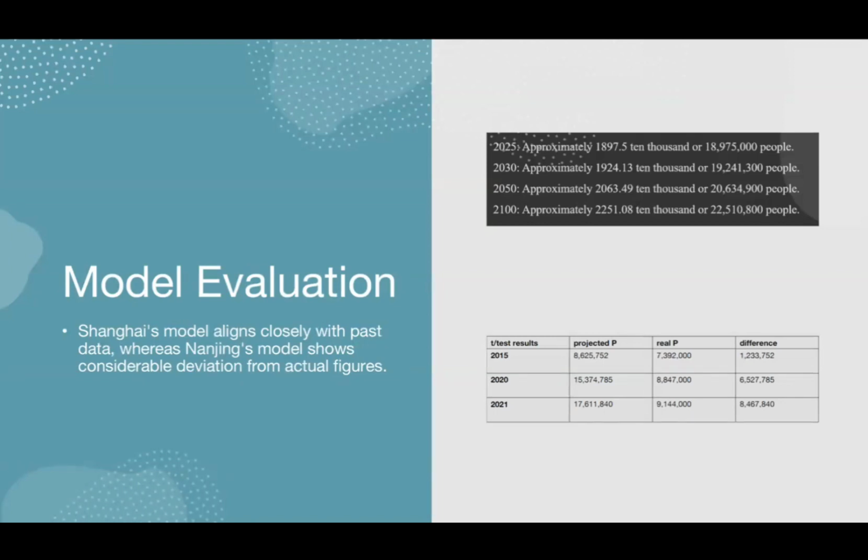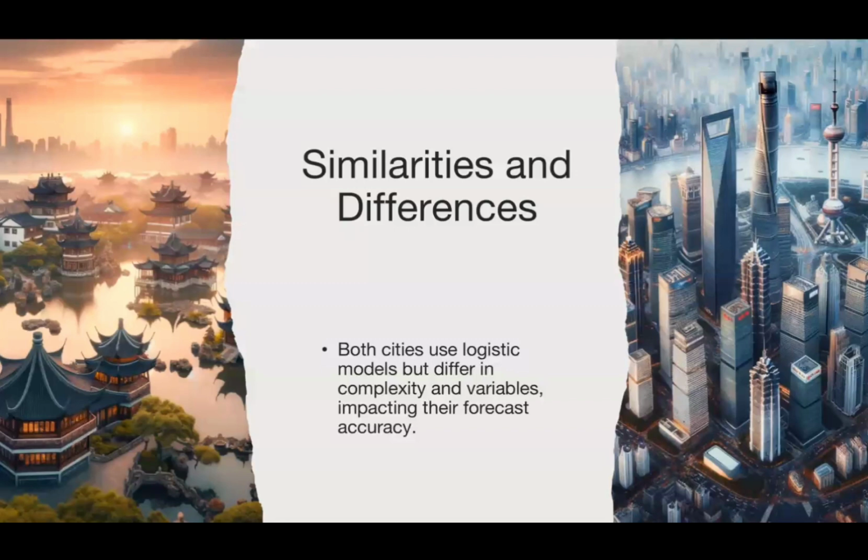But still, the two models share some similarities. The first one is that we both use a logistic model, which is the most suitable basic function for population growth. The second one is that our models are both incapable of taking the impact of big events into account when making predictions.